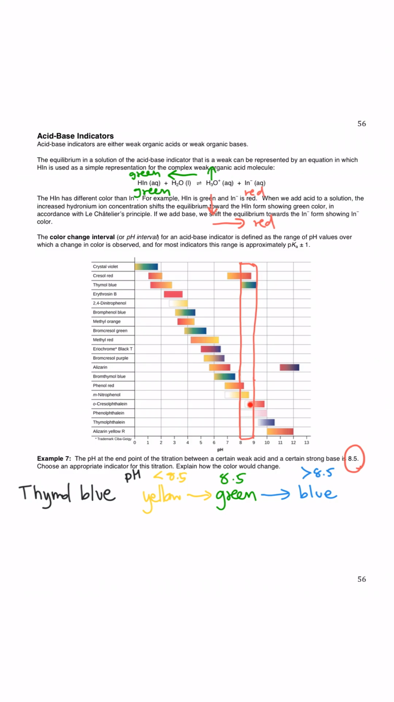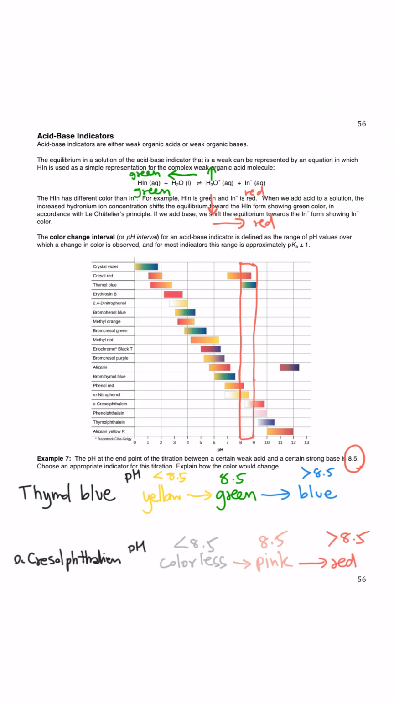Now for thymolphthalein, you will see that the color is going to change from colorless to blue, and you see that the changing area is around 8.5. Therefore, this would be a good indicator to use as well, because you are going to see the color change from clear to the new color at 8.5.